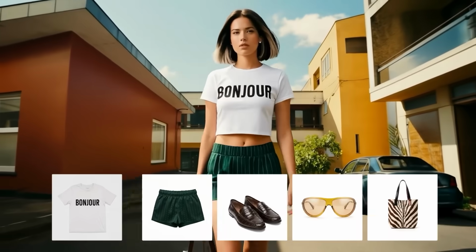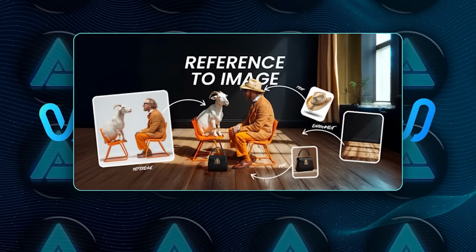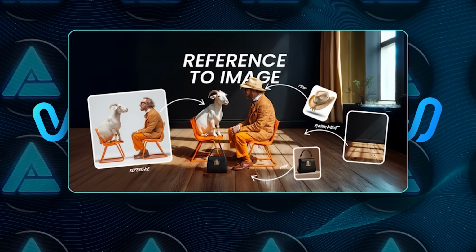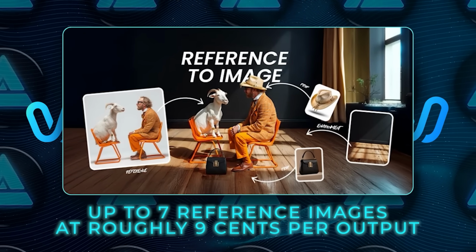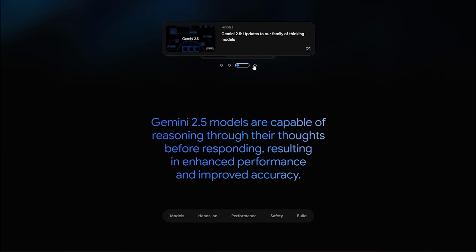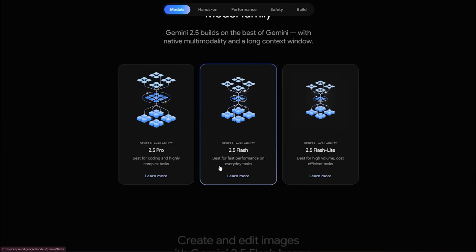And if you're experimenting with multi-reference workflows, Vidu rolled out a reference-to-image tool internationally that blends up to 7 reference images at roughly 9 cents per output, while Gemini allows up to 9 references. So you've got options depending on how reference-heavy your pipelines are.